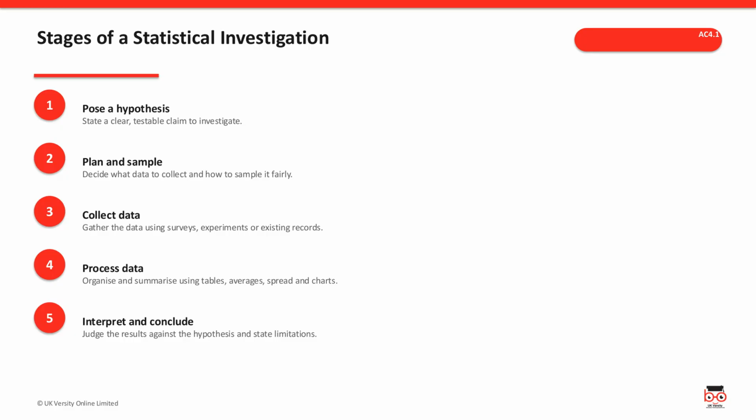Let's name the stages. First, pose a hypothesis, a clear, testable claim to investigate. Second, plan and sample. Decide what data to collect and how to gather it fairly. Third, collect the data through surveys, experiments, or existing records. Fourth, process it, organizing and summarizing with tables, averages, spread, and charts. And fifth, interpret and conclude, judging your results against the hypothesis and being honest about the limitations. 5 clear steps, and we'll dig into each.